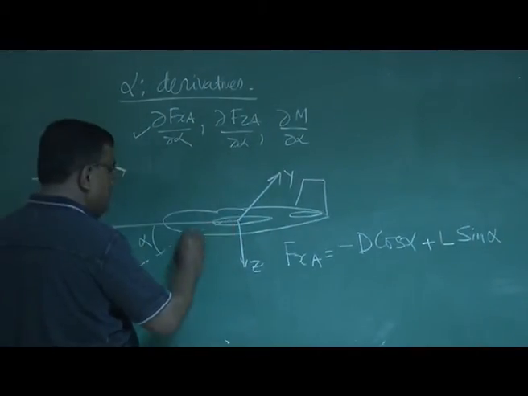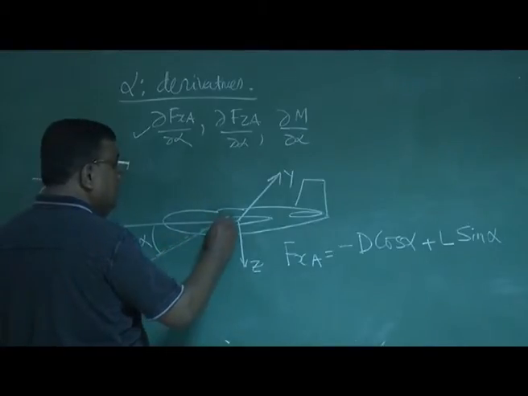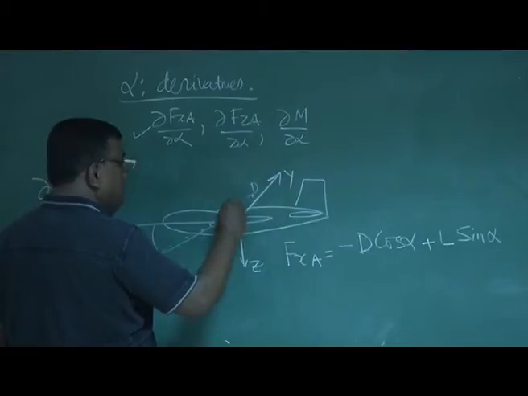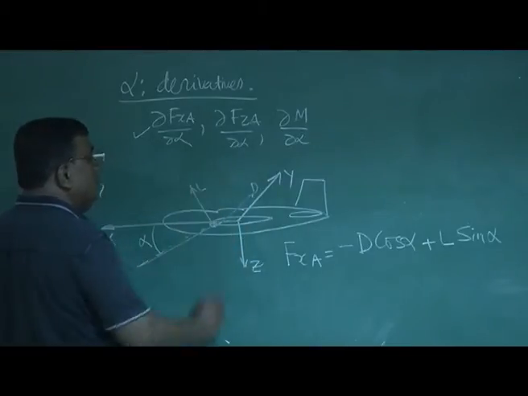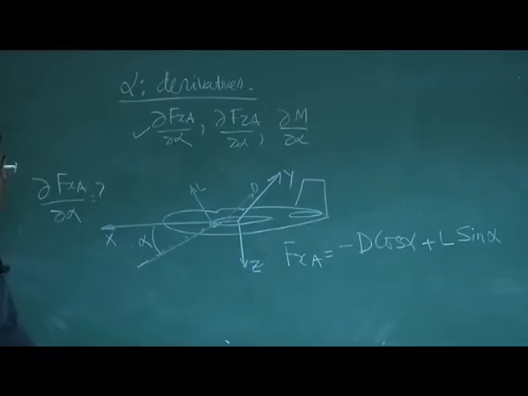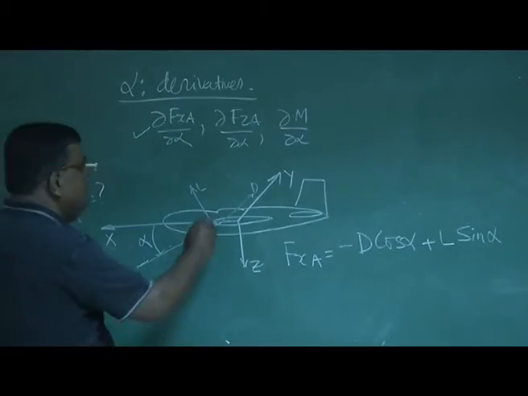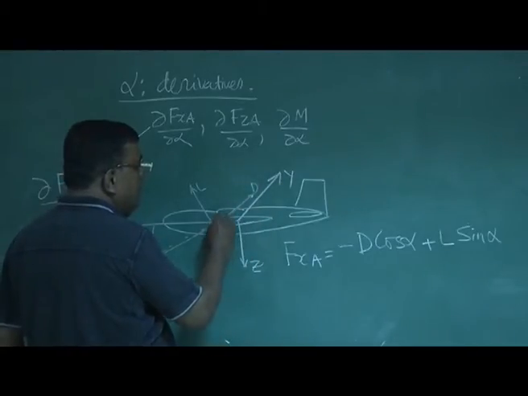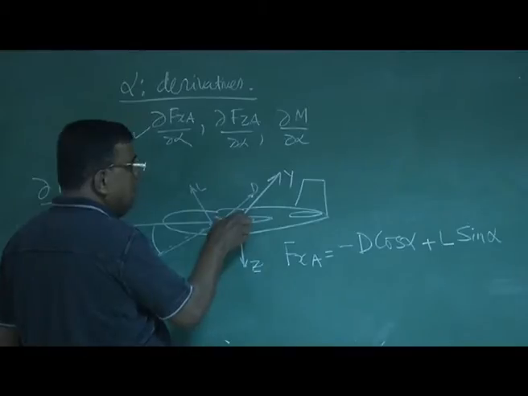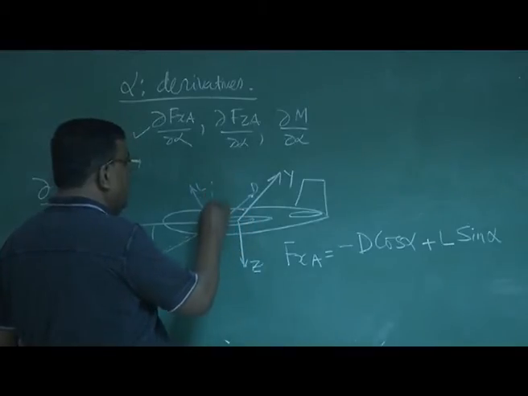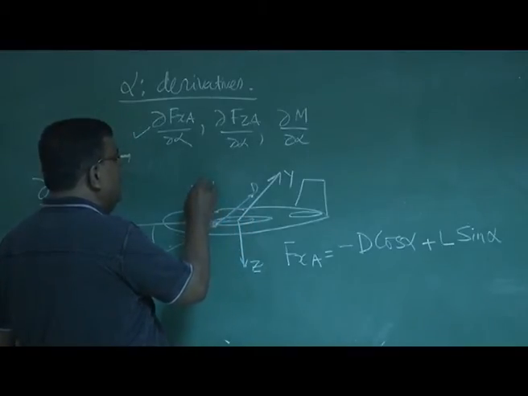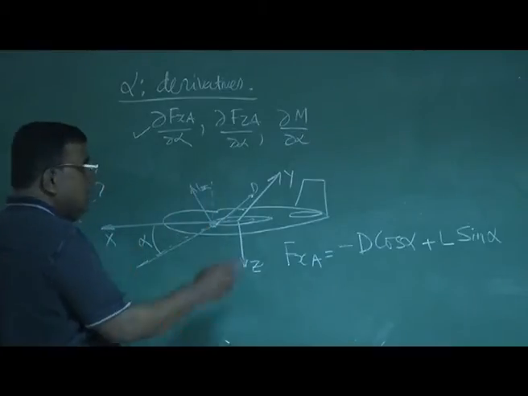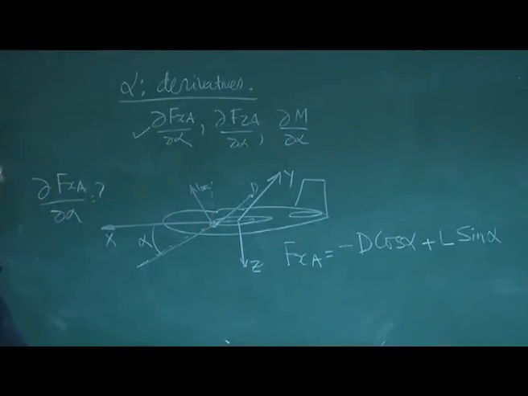You could see that if this is V, then drag will be here and lift will be here. So in general I can write fxa as minus D cos alpha, because of D, right? Minus this component will come here, so minus D cos alpha, and from L you will get one component along x direction, so L sin alpha. Okay, no issues on that.